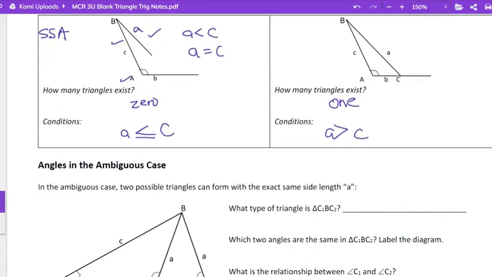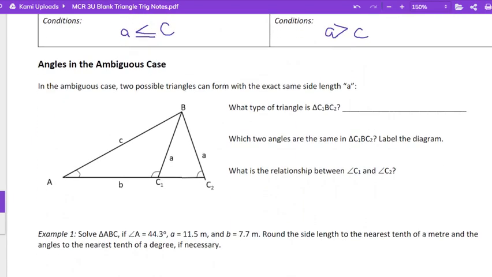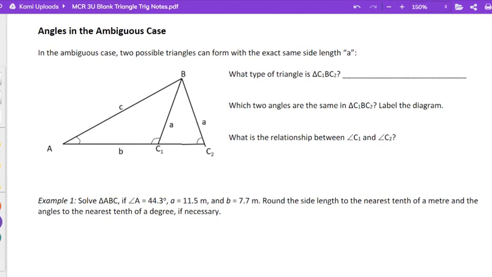All right, let's try this out. In the ambiguous case, 2 possible triangles can be formed with the exact same side of A. So let's look at these 2 triangles. Now, notice, because A is the same length, we don't give these 2 connection points 2 different letters. We call them C1 and C2. Doesn't matter which one's which. But we acknowledge that this is the ambiguous case by saying C1, C2.